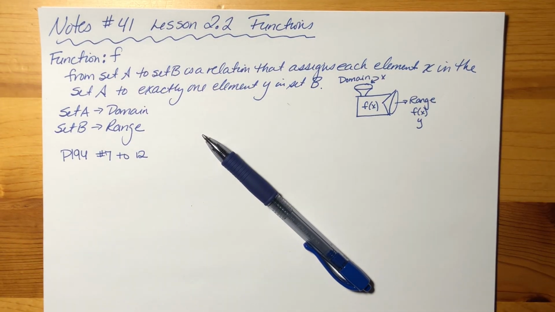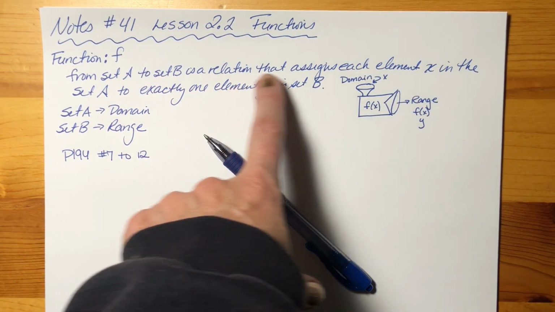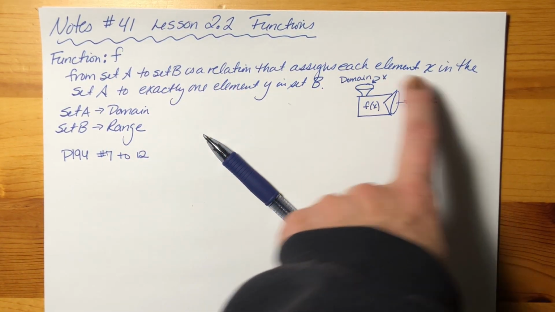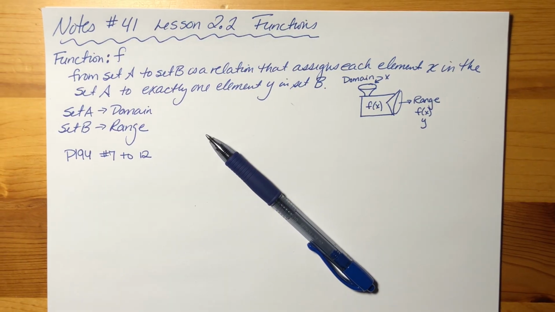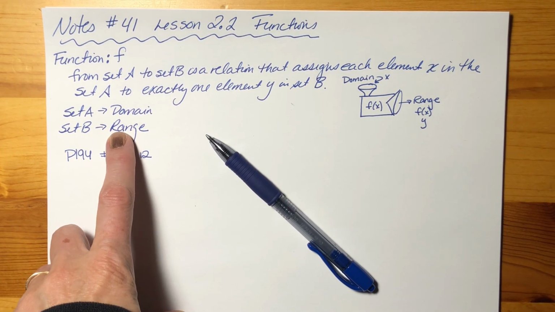We're going to start with the definition of a function. A function is a relation, okay? A relation from set A to set B is a relation that assigns each element x in set A to exactly one element in set B. You can think of sets A and B as your domain and range.